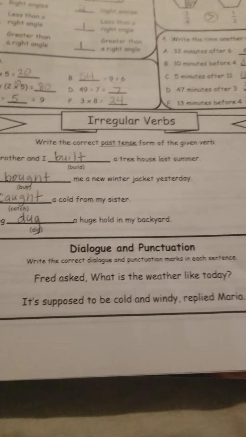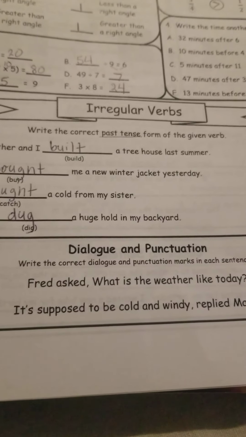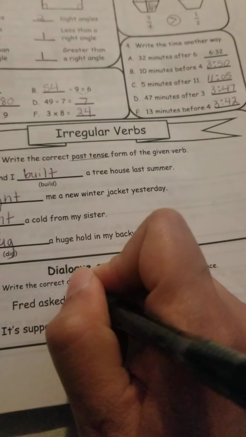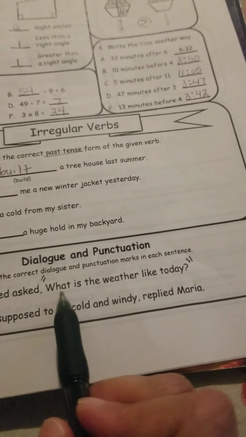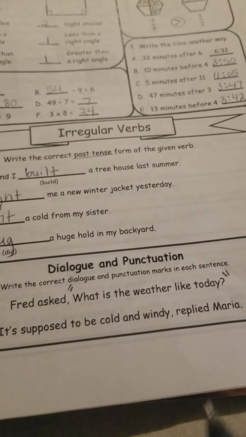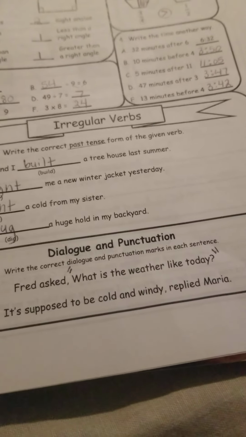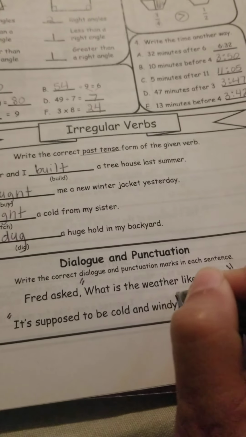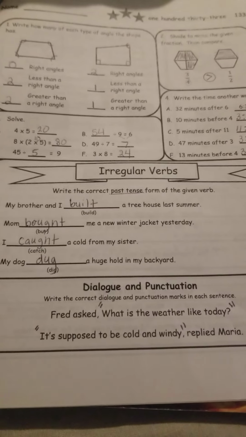Okay, punctuation. Write the correct dialogue and punctuation marks in each sentence. Fred asked, "What is the weather like today?" Remember, anytime somebody is speaking, we use quotation marks around their exact words. So this is what Fred asked. What is the weather like today? We have to use quotation marks around what he is saying. It's supposed to be cold and windy, replied Maria. So Maria's exact words are, it's supposed to be cold and windy. So I'm going to put quotation marks around that. Okay, that's it.